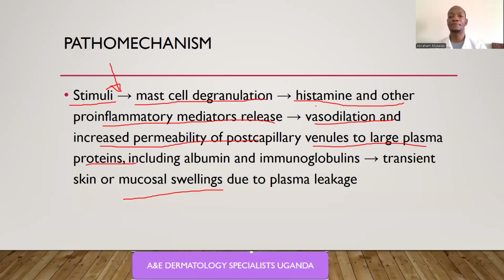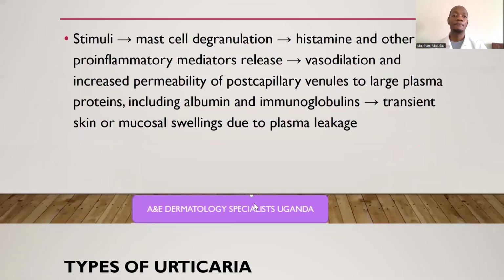Then you'll have production of histamine, which is a vasodilator. After getting the vasodilatation, then you have extravasation of proteins, including albumin and immunoglobulins. At the end of it all, you'll have leakage of plasma into the surrounding tissue, which will give you that transient lesion.